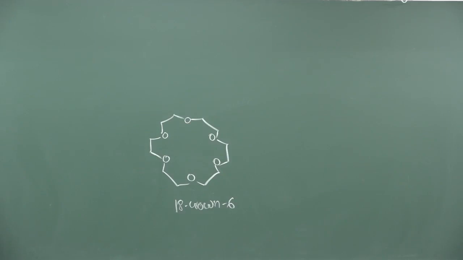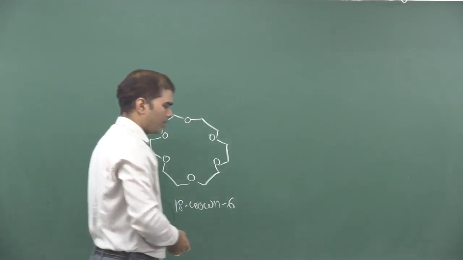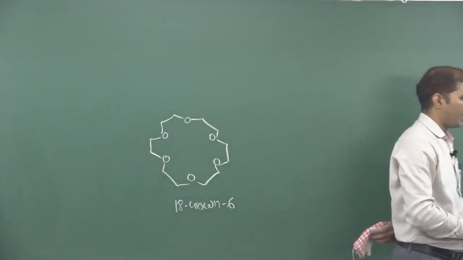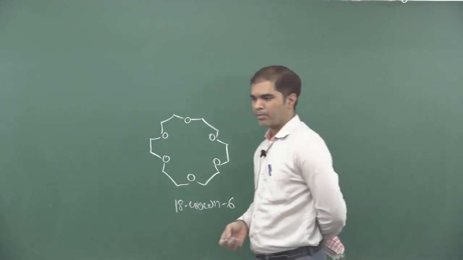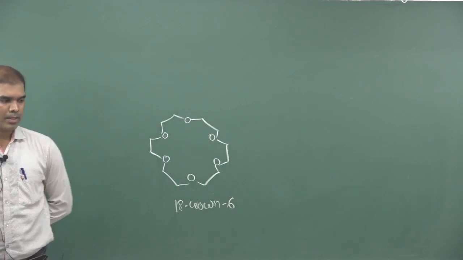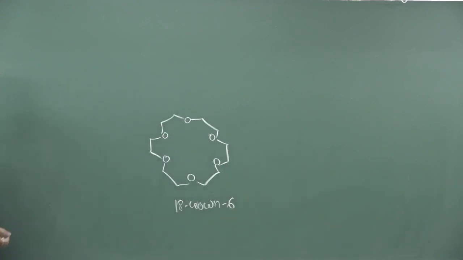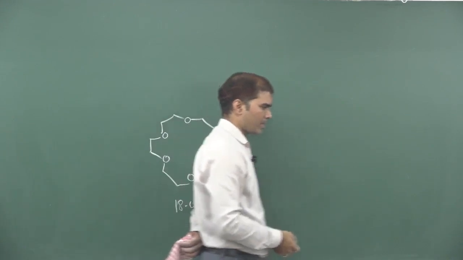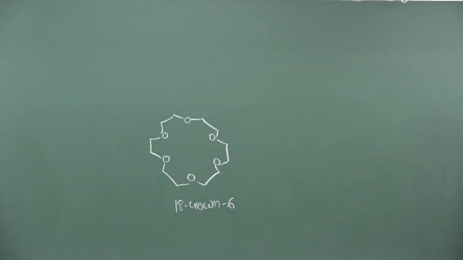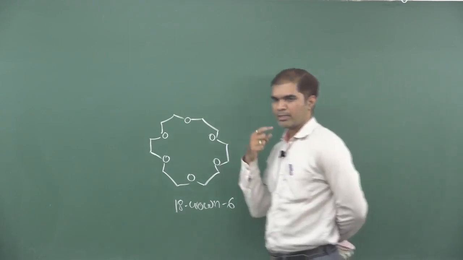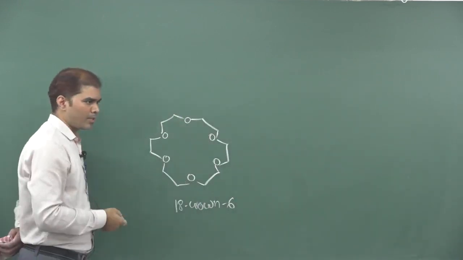Write a question. When potassium binds with 18-crown-6, how many chelating rings are formed? What is the answer? 6. What is the size of each ring?